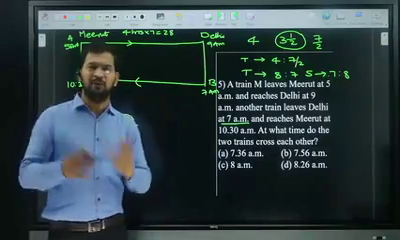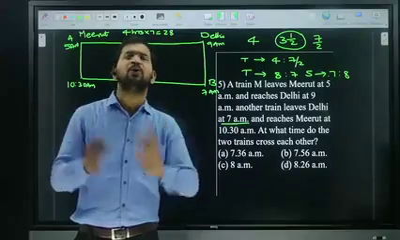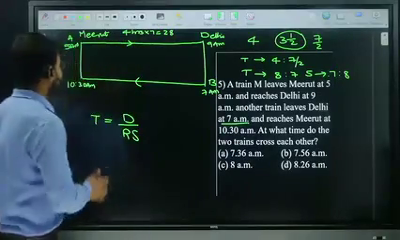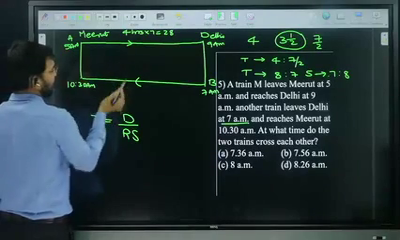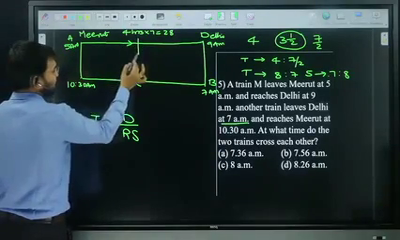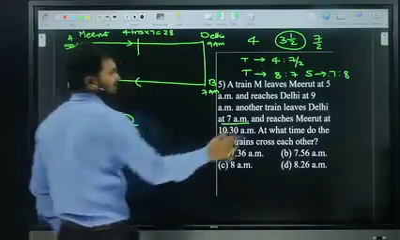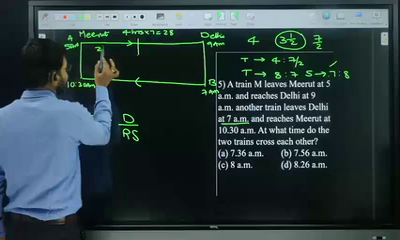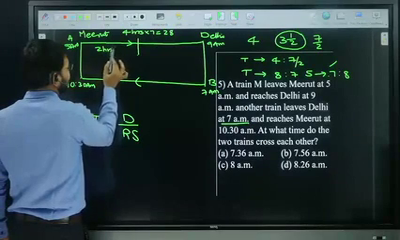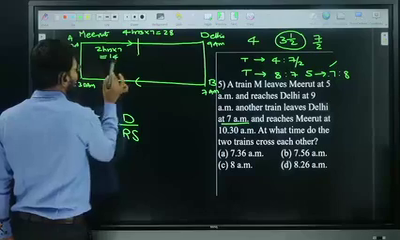Whenever they give different timings, first of all, what do we do? We have to equate the timings. Therefore, the first train moves 2 hours before, that is, 2 hours after 5 a.m. The first train's speed is 7 parts per hour, so 2 into 7 is 14 parts covered.